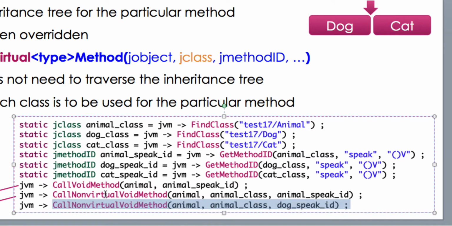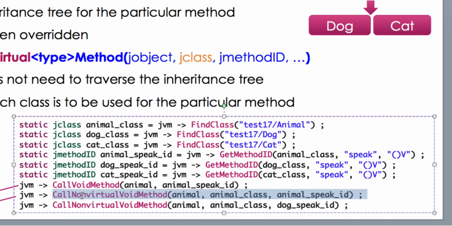Now another example is here. So call non-virtual void method, call this method on this animal object, use the animal class as a reference, but then the method ID is dog speak ID, and this is a non-virtual invocation, which means the JVM doesn't care about the hierarchy tree. It just goes inside this dog class, because we are referencing the method ID of the dog method, and then calls that method. So if I use this one and pass dog, cat, or animal, always the method inside the dog is going to be used.